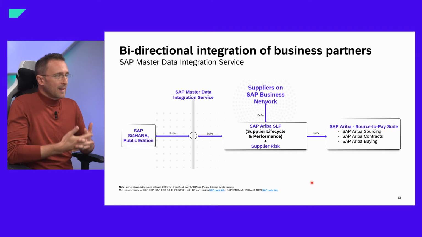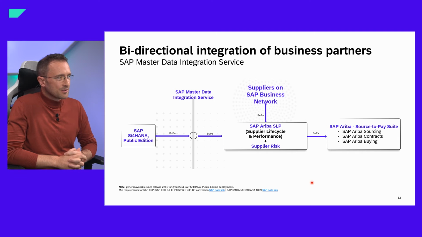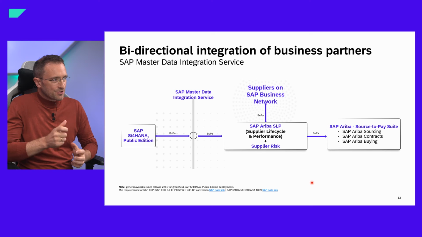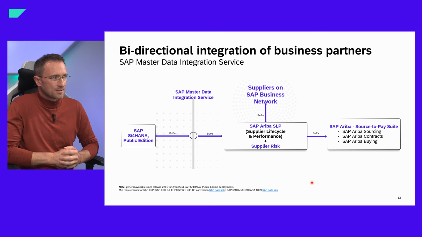MDI, in that sense, was and is basically the data hub, if you like, for the business partner. It's a bidirectional flow between S/4HANA and Ariba SLP. And SLP to the Ariba apps is a unidirectional integration.